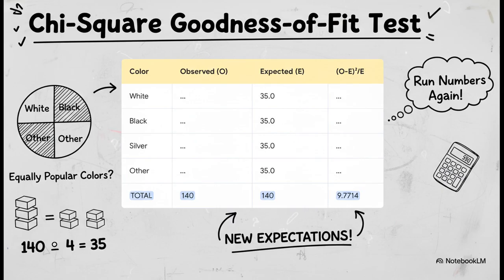The process is exactly the same, but look, our expected values are different now. If all colors are equal, we'd expect our 140 orders to be split perfectly 4 ways. So 140 divided by 4 gives us an expected count of 35 for every single color. Now we just run the chi-square calculation again with these new expected values.